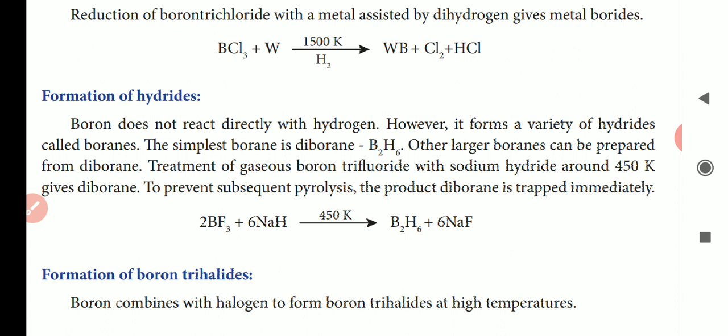The simplest borane is known as diborane. It is a 1-mark question: which among the following is the simplest borane? The simplest borane is diborane, B2H6. Other larger boranes can be prepared from diborane. Most of the boranes are prepared from diboranes.